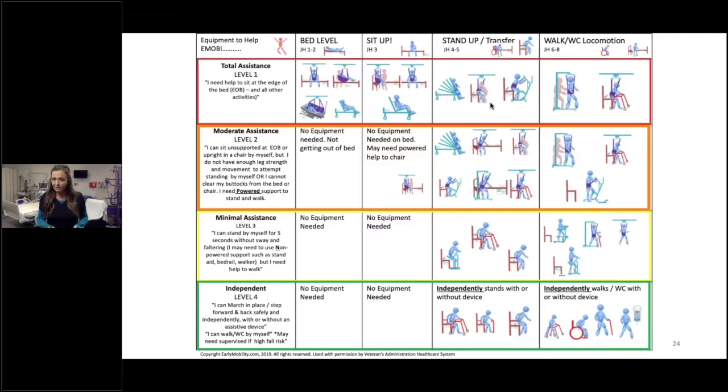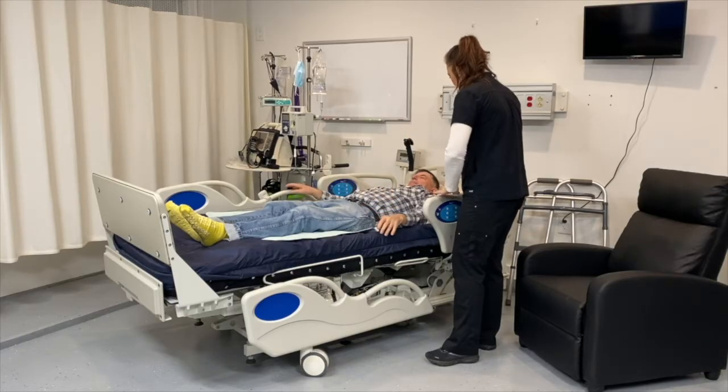And rather than manually assisting them, we are using the equipment to provide that assistance. Begin the mobility screen to see what the patient can do. Ask the patient to try and sit up.